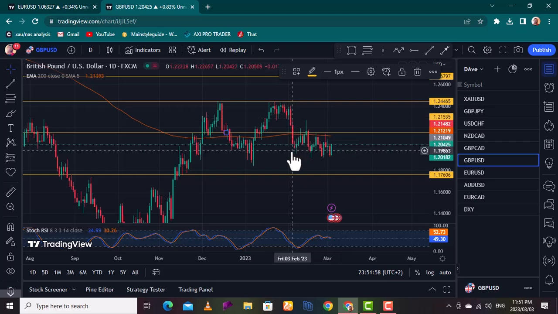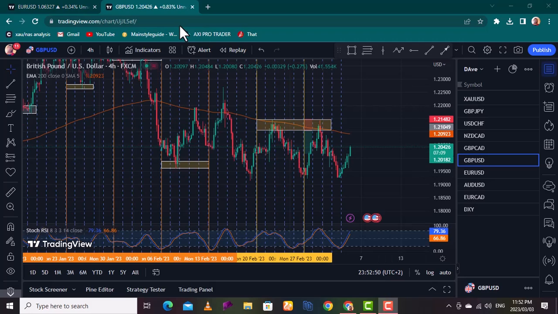All right. So since the Reserve Bank said interest rates will still be going up, the GU dropped, right? It dropped this week, it retraced this week. This week I'm still looking for sales. And now onto the 4 hour. What do we see on the 4 hour?